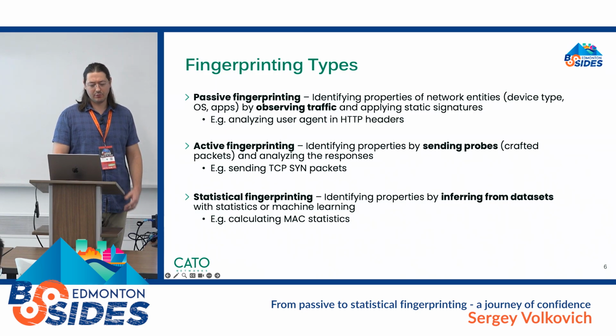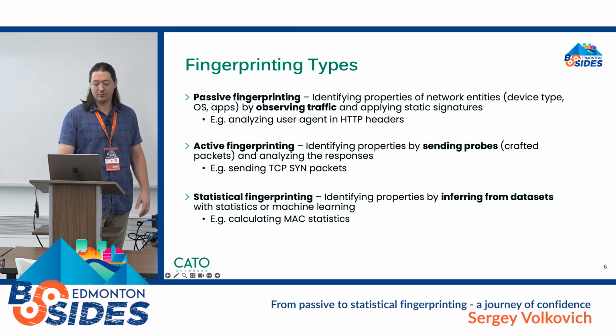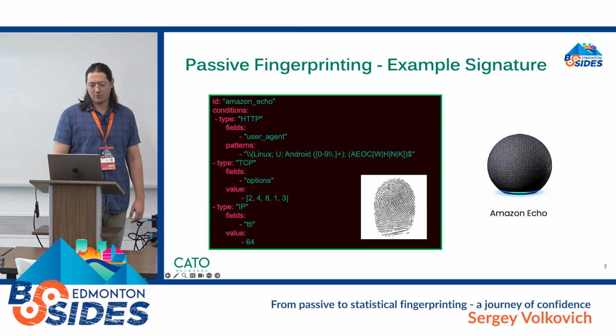The disadvantages that we'll see with these two methods can be somewhat remediated with statistical fingerprinting, which I'm here to sell to you. We can identify properties with statistical or machine learning based methods, which are inferred from large data sets. In this lecture, we'll dive into statistics about MAC addresses and what can be learned from them. So let's continue with passive fingerprinting.